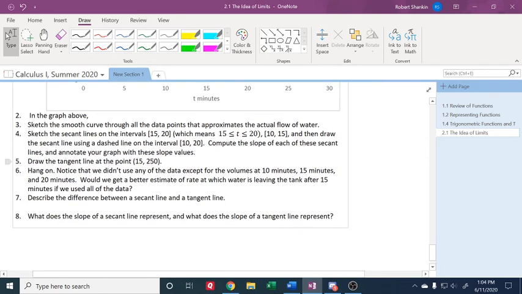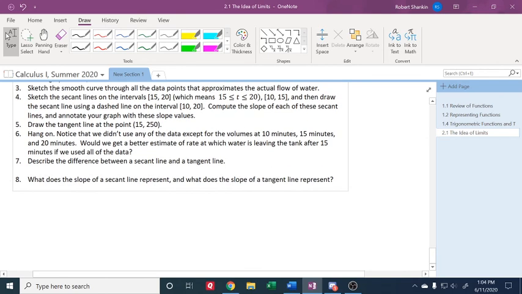So what we've done is up to number 5. Okay, and number 6 says, hang on. Notice that we didn't use any of the data except for the volumes at 10 minutes, 15 minutes, and 20 minutes. And in fact, the volume at 15 minutes, we didn't really need either. We could have just used the volume at 10 minutes and the volume of water in the tank at 20 minutes. Those two data items, and ignored everything else in the table.